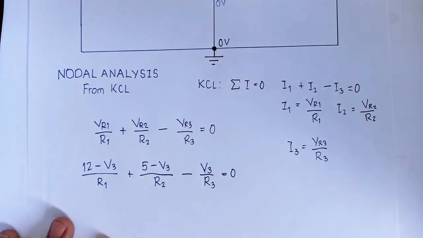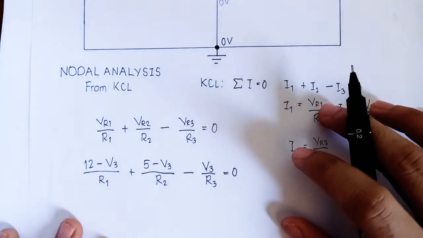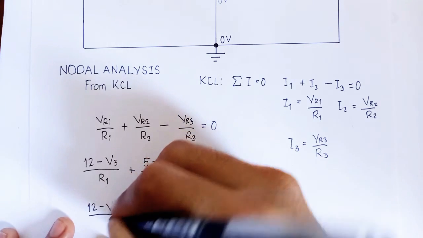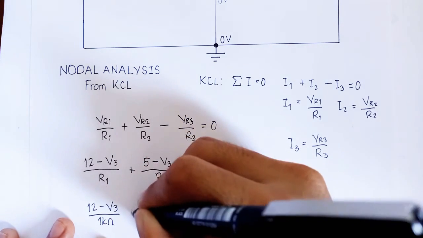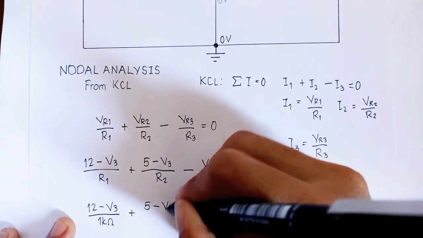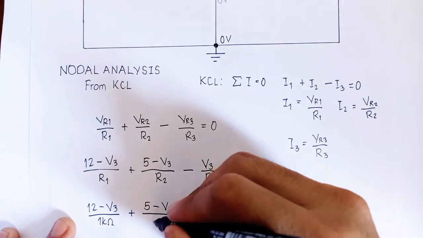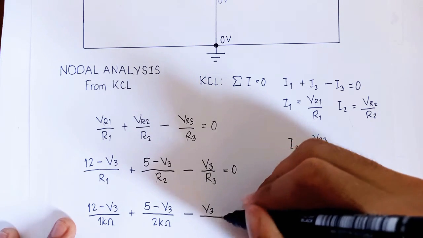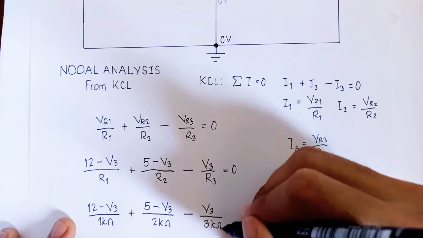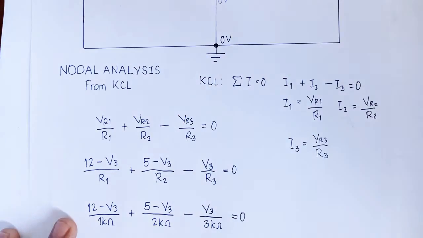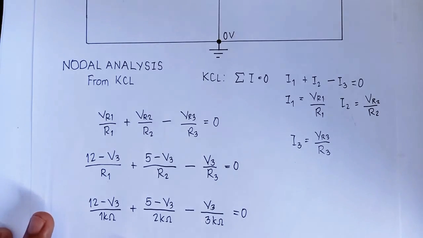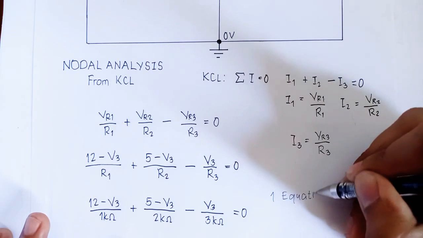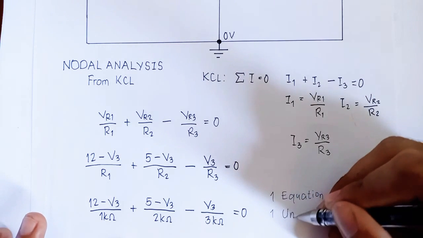Okay, so kung isa-substitute natin yung values ng resistors natin, makuha natin 12 minus V3 divided by 1 kilo ohms plus 5 minus V3 divided by 2 kilo ohms minus V3 divided by R3 natin na 3 kilo ohms equals 0. Okay, iisa lang ang equation natin. Dahil dyan, meron tayong 1 equation, 1 unknown.